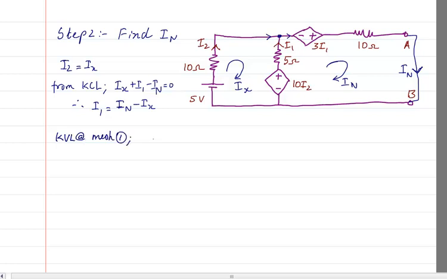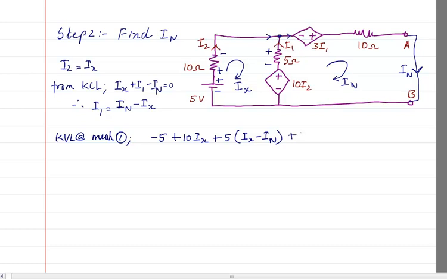KVL at mesh 1. So this is minus, this is plus, this is plus, this is minus. Again coming here, this is plus, this is minus. So back of the bogie I will write minus 5 plus 10 Ix plus 5. Now there is In also. So 5, and since Ix is the main mesh right now, this is Ix minus In.